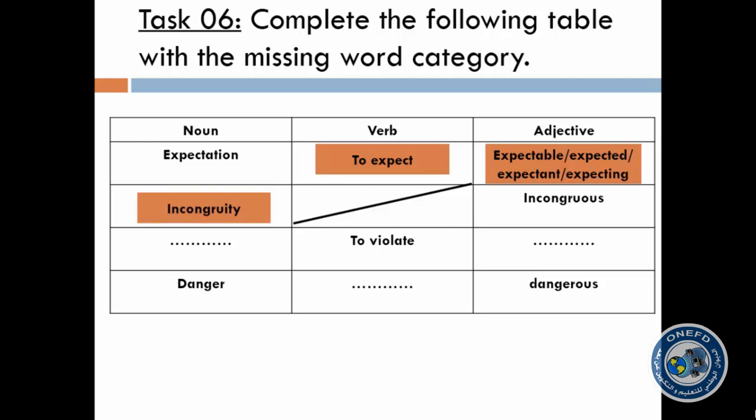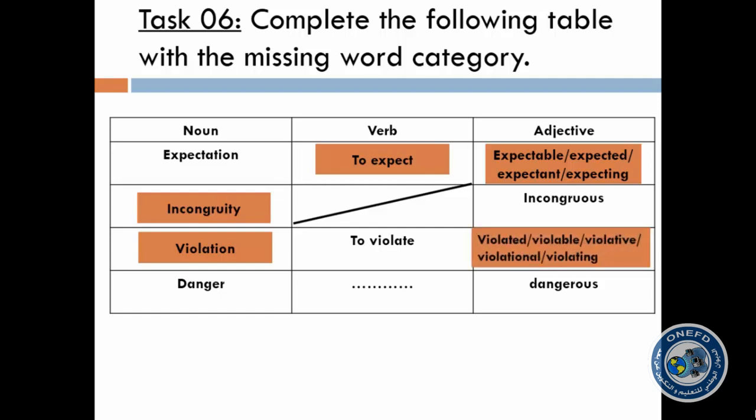So let's see the noun of the adjective incongruous. It's incongruity. Let's see the noun of the verb to violate. It's violation, by adding the suffix ation. So let's see the adjective of the verb to violate.